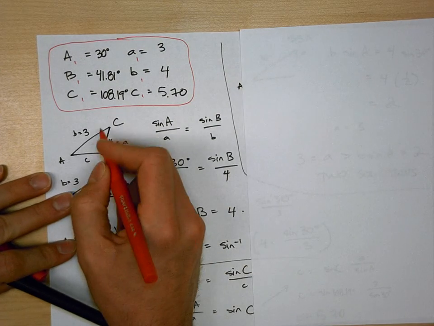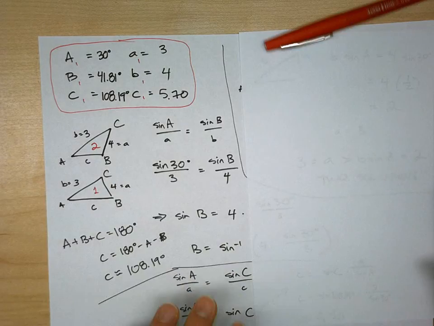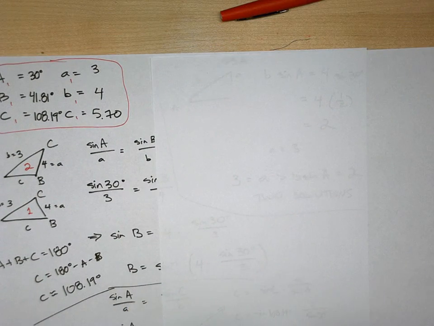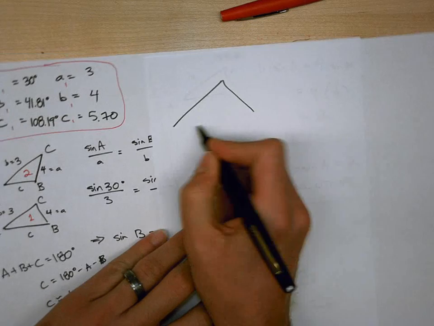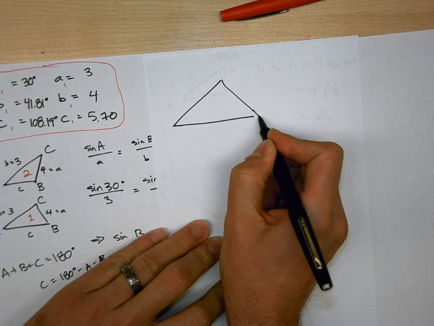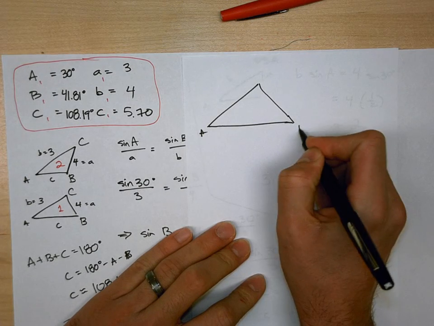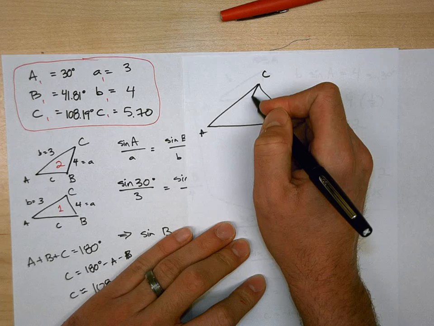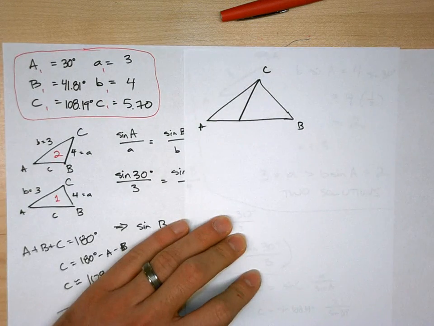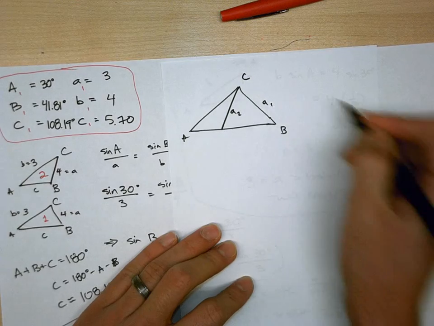We still want to solve triangle number 2. So how do we go about doing that? Well, let's look back at the big picture of what's happened here. Here's triangle number 1, just copied down. Triangle number 2 has this side A in here, so this is like A2 and this is A1.